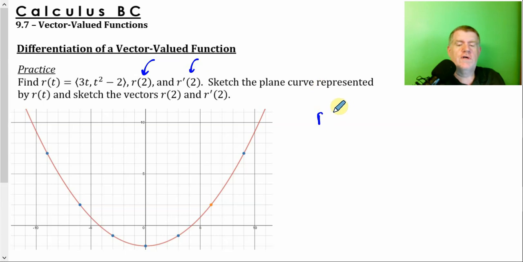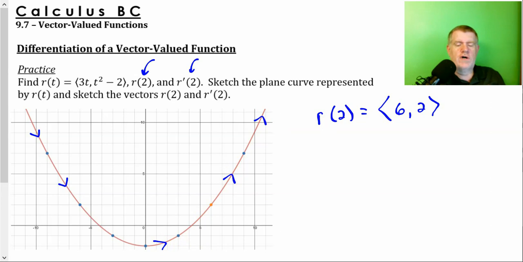So the vector evaluated at t equals 2 would be 6, 2 squared... would be 6, 2. So that vector valued function, which is represented by this curve, oh, it didn't put a direction, but I know it's going this way. Because I know when t is 0, we're here, and I know that when t is 2, we're going this direction. Okay.